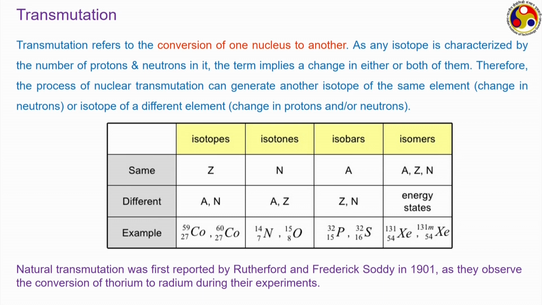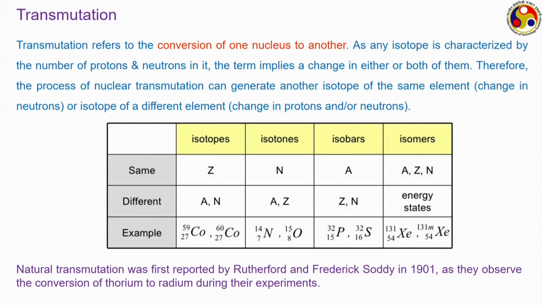Here we have examples of two different cobalt nuclei, both having 27 protons, but the number of neutrons is different, and accordingly one has a mass number of 59, the other 60. So, they are isotopes of each other. But now we have three more terms.